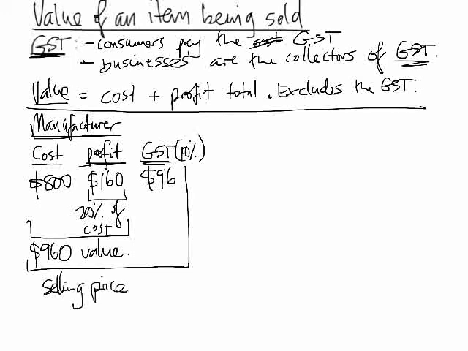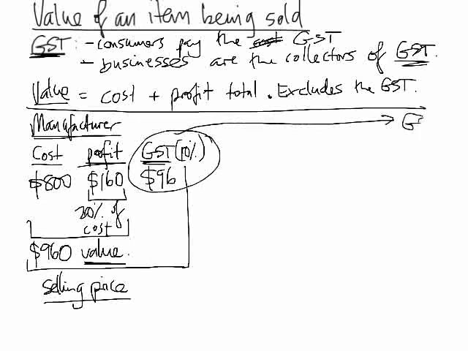So you can see that the selling price here and the value are different, because the selling price includes the GST. Why does it include the GST? Because the manufacturer knows that that is going to go to the government. So even though he collects that money, he doesn't even see it as him earning it. He has to consider that it's going to go straight to the government.